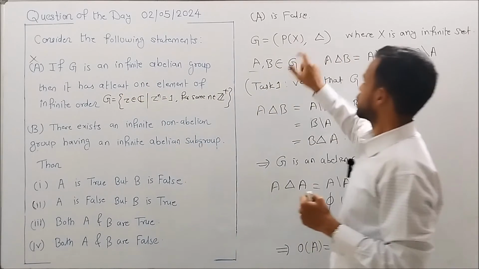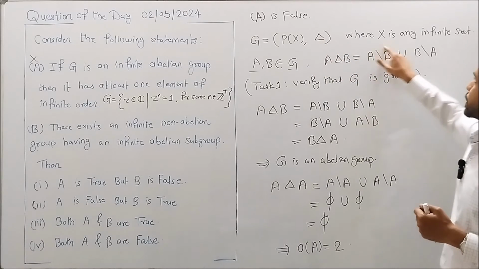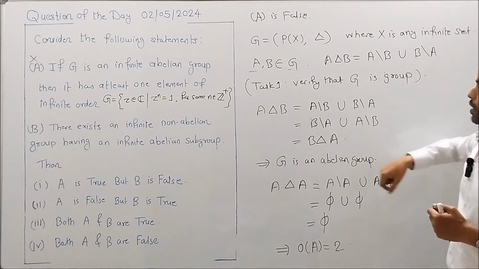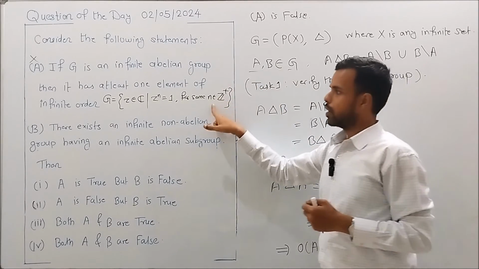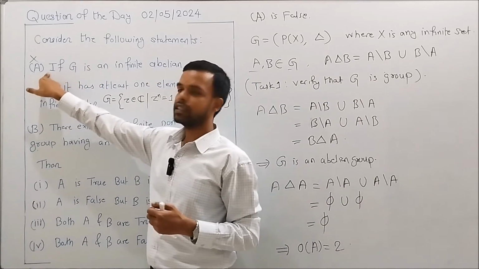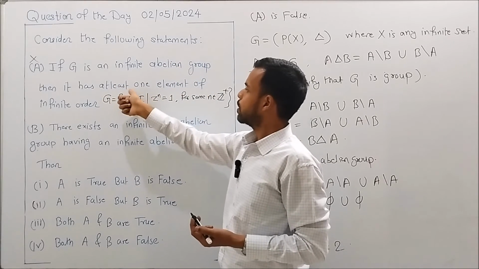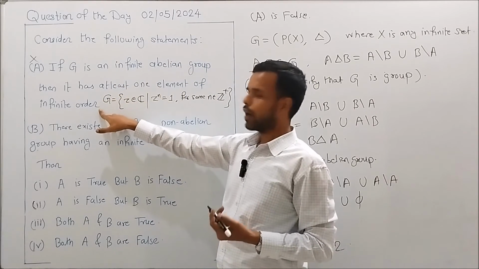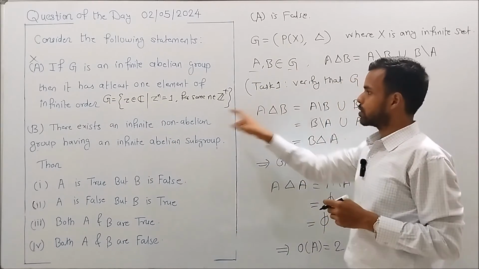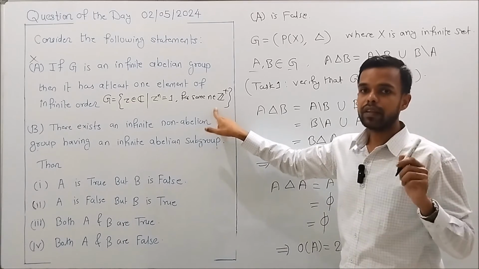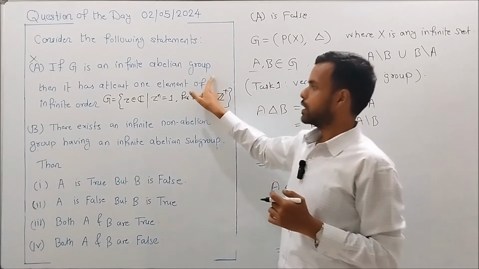So from these two examples, the first example is the power set of X equipped with the operation symmetric difference, where X is any infinite set, and the second example is this. By both of these examples, we have that statement A is false. That is, if G is an infinite abelian group, then does it have at least one element of infinite order? No, not necessarily. As we can see, these two groups are infinite abelian groups, but they do not have at least one element of infinite order. So the statement A is false.